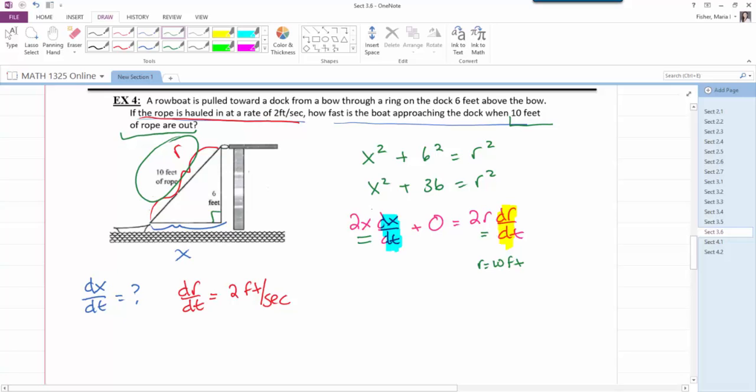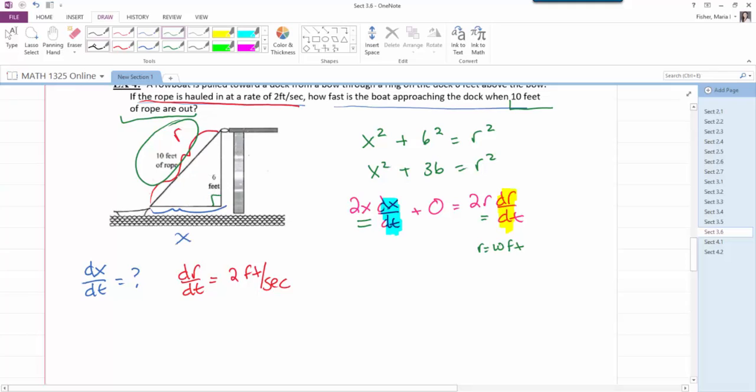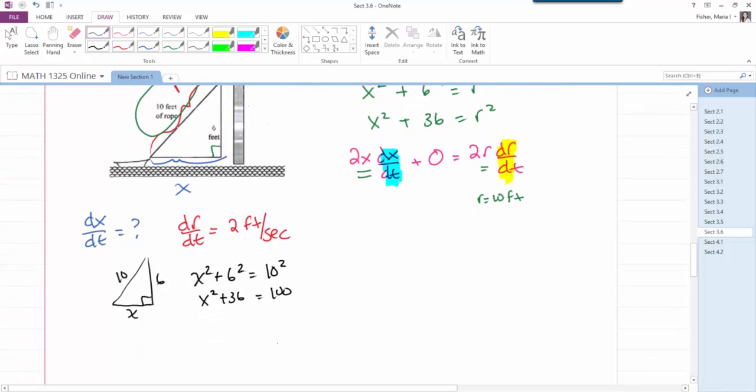So how do I find x? Well, again, this is just a right triangle. If I know what r is equal to, I can find x. So what we're looking at is, this is 6, this is 10, and this is x. So to find x, we know that x squared plus 6 squared is going to equal 10 squared. So x squared plus 36 is going to equal 100. Subtract 36 from both sides and we get x squared is equal to 64. Taking the square root of both sides to solve for x, we end up with x is equal to plus or minus 8. But we know that we can't have a negative distance, so x is just going to equal 8.